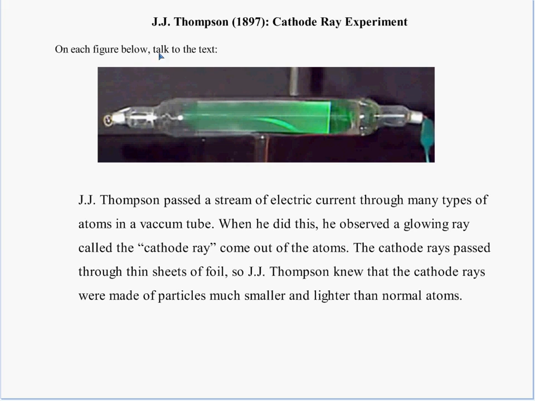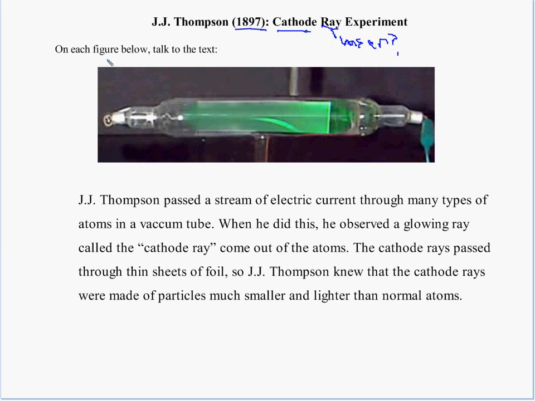Let's talk about J.J. Thomson. It's a fun name, J.J. All right, so this is back in 1897, which is over 100 years ago. Good golly gosh. Cathode ray experiment. Like a laser? I don't know what a ray is. Like a ray of light?